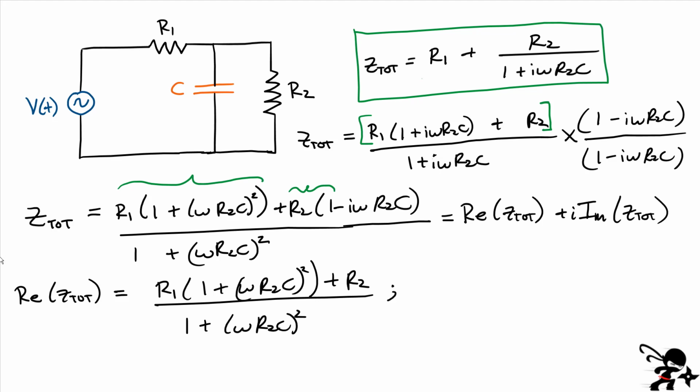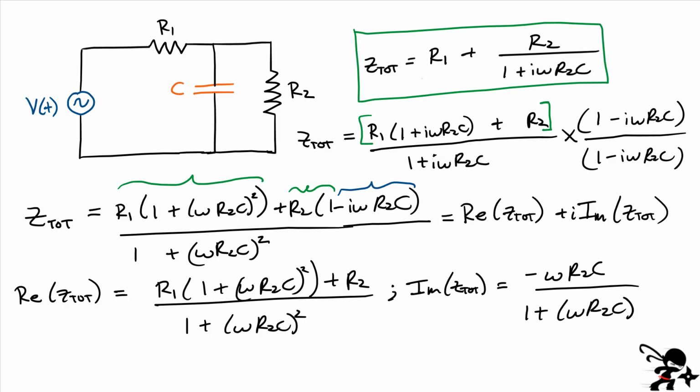All right, and now the imaginary part of Z total is going to be equal. Again, there's only one imaginary part, and that's this guy. Can't forget that negative sign. And again, it's always over that same common denominator. Can't forget that either. But I get minus omega R2C divided by, again, the same term, 1 plus omega R2C squared. All right, so this is what we have now.